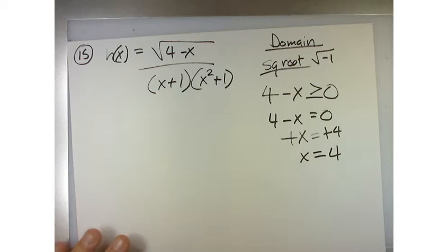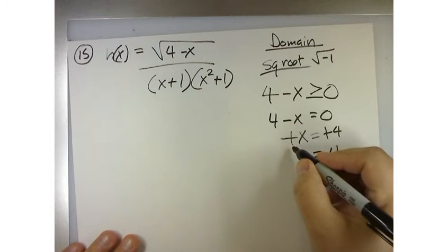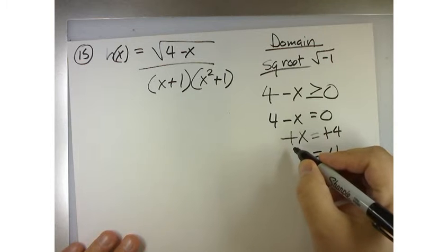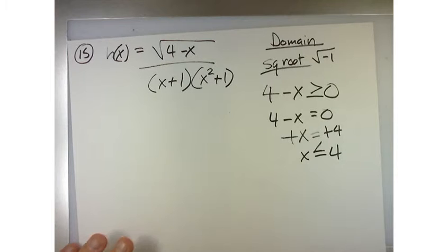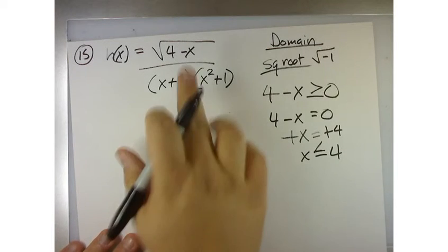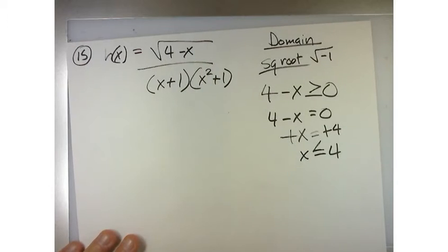Now in this case, if I would have left this inequality symbol, when I multiply both sides by negative 1 to reverse the sign, I would have gotten x is less than negative 4. But just think about it. If I plug in a 5, I have a negative value under the square root symbol. So it has to be less than 4. Can it equal 4? Yeah, because the square root of 0 is 0. So that's one thing.